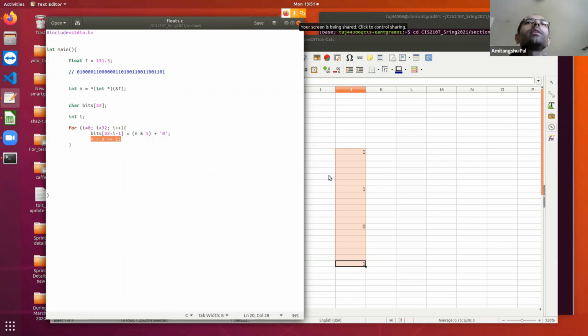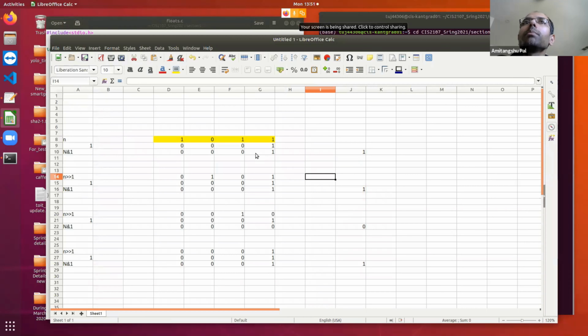Okay. Basically here, in each and every step, it is checking whether the rightmost bit is 1 or 0. In the first case, the rightmost bit is 1. In the next case, I have moved this bit to this position and I'm checking whether this bit is 0 or 1. In the next step, I have moved this bit to this position and I'm checking whether this bit is 0 or 1. In the next step, I move this bit to this position and I'm checking whether this bit is 0 or 1. That is the logic.